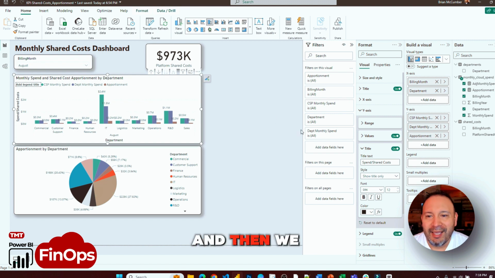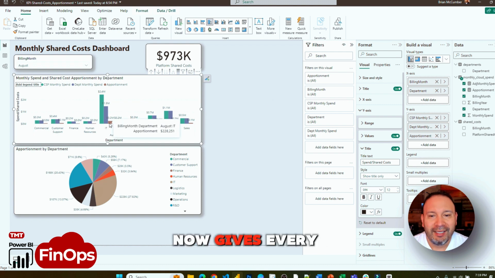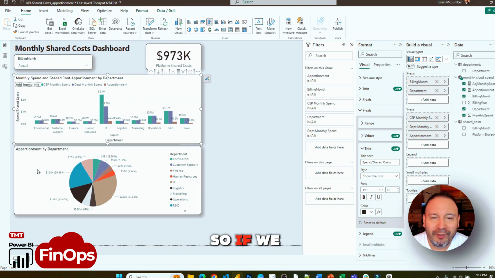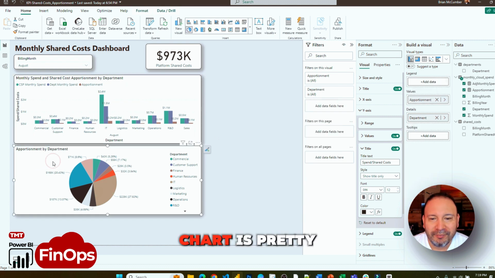The difference, which is that 1.5 million, is the actual monthly IT spend for the IT department. And then we have the apportionment. This apportionment is that calculated field, and that's where it's using that formula that we showed here. That formula now gives every department its breakdown of what they're responsible for. You can see it now breaks things down, and it's a fair distribution based on the usage. If you're using more, then you're allocated more of the shared cost because you're using more. And that makes sense, right? So fair is fair.